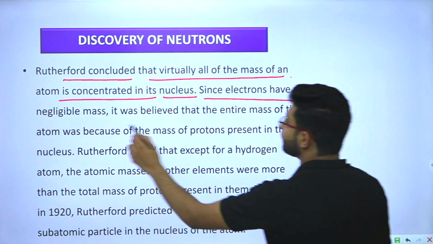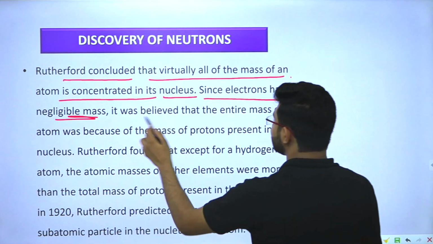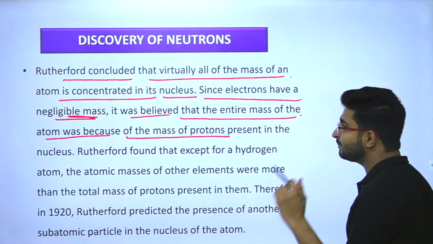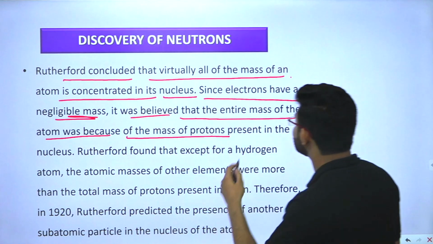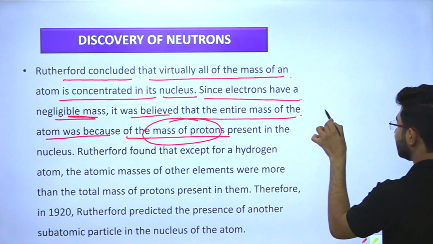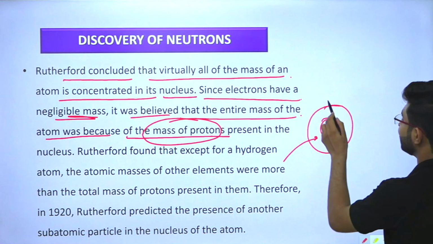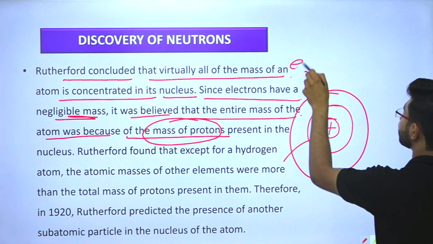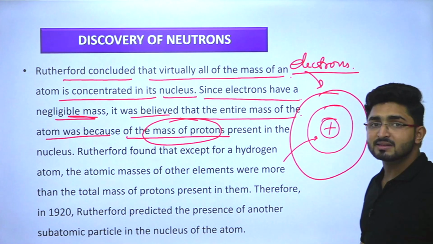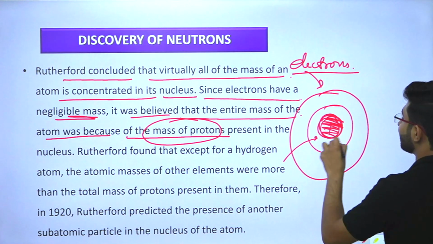Since electrons have a negligible mass, as we have studied, it was believed that the entire mass of the atom was because of the mass of protons. We studied that in the nucleus there were positively charged particles known as protons, and around the nucleus there were electrons, but we consider the mass of electrons negligible. So we can say the whole mass of the atom will be contributed by the protons present in the nucleus.